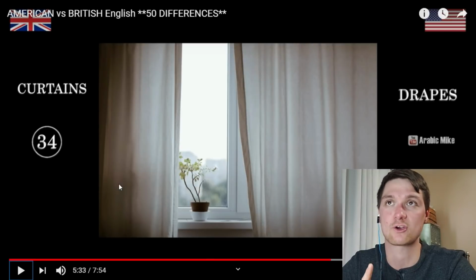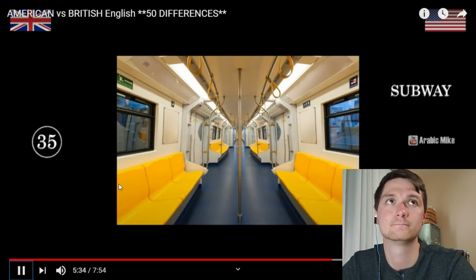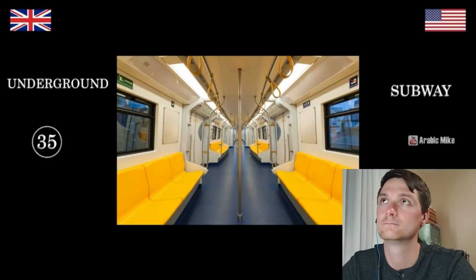They're not drapes. They are curtains. I totally agree with you guys. That is a curtain. What's this? A subway. This is an underground or a tube. Certainly in London it would be called a tube. In Europe it would be metro, but we don't really use the term subway. Certainly not in the UK.